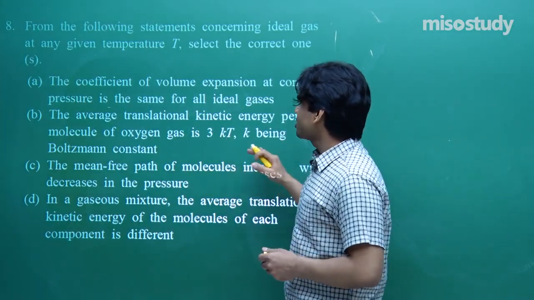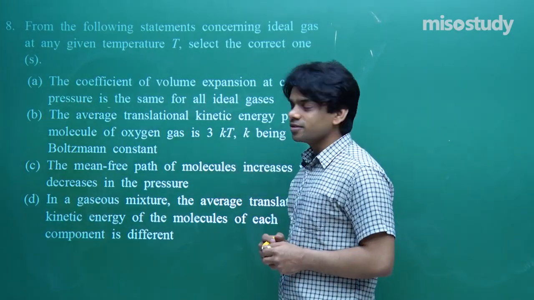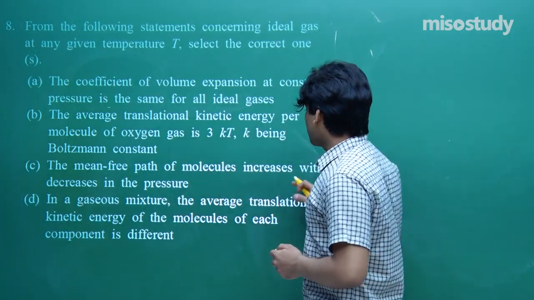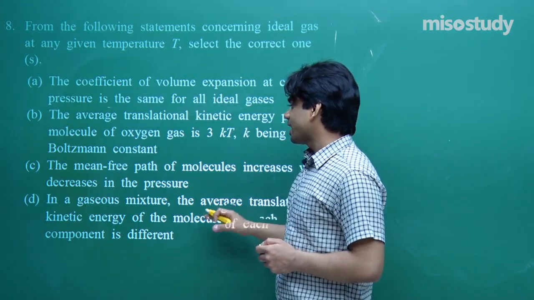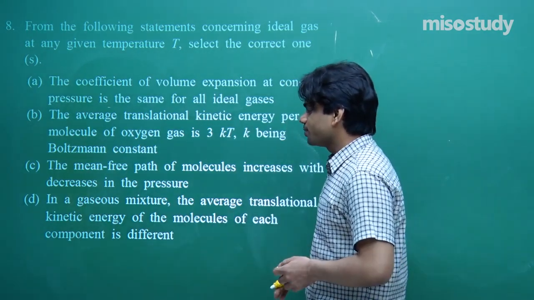B, the average translational kinetic energy per molecule of oxygen gas is 3 kT, k being Boltzmann constant. C, the mean free path of a molecule increases with decrease in pressure. D, in a gaseous mixture, the average translational kinetic energy of the molecule of each component is different.